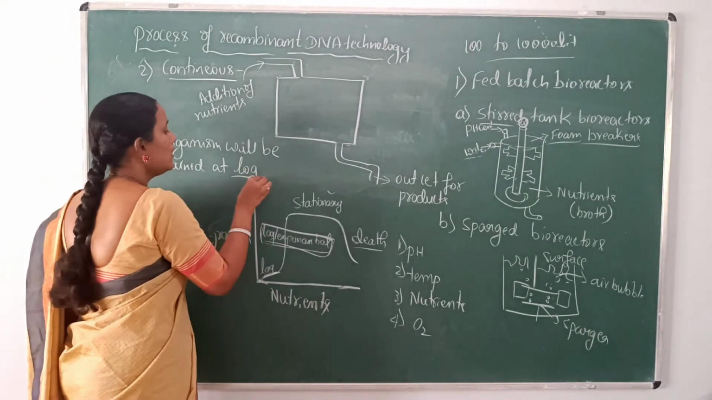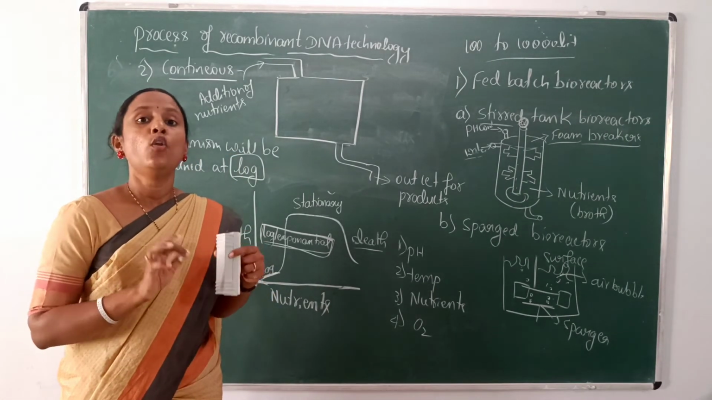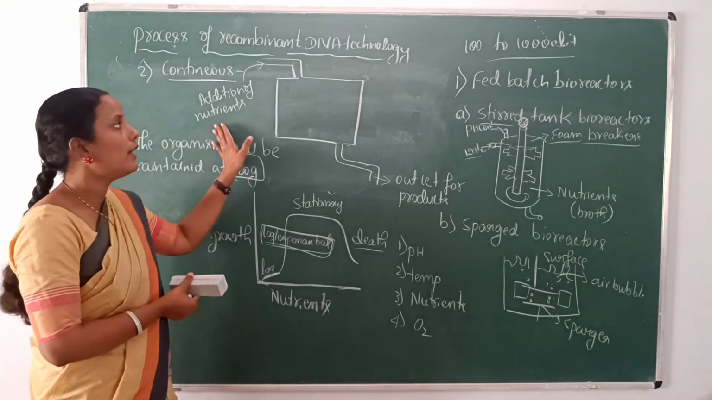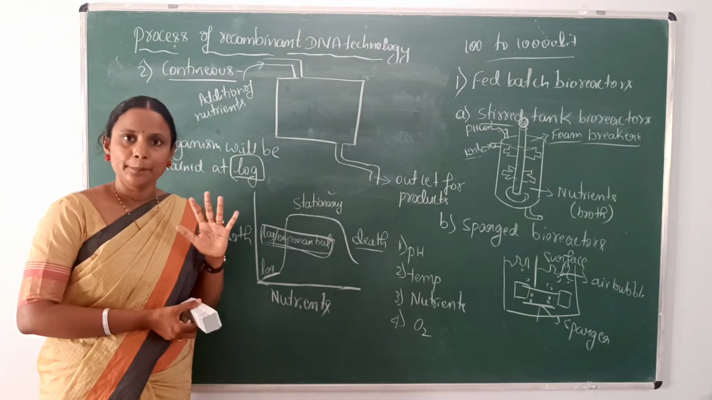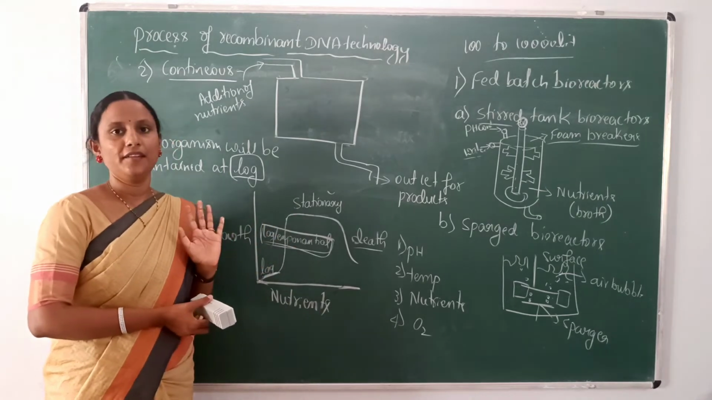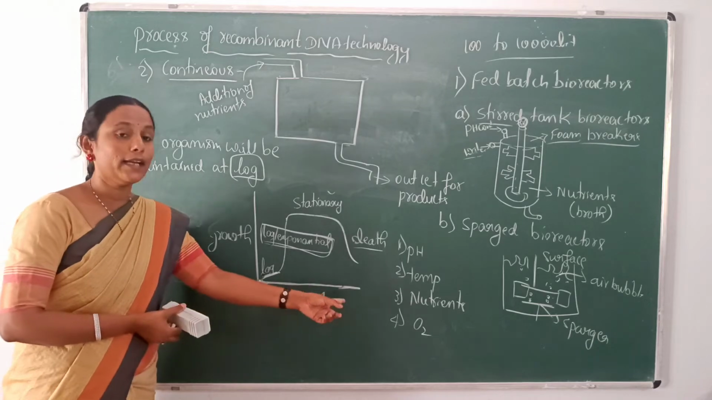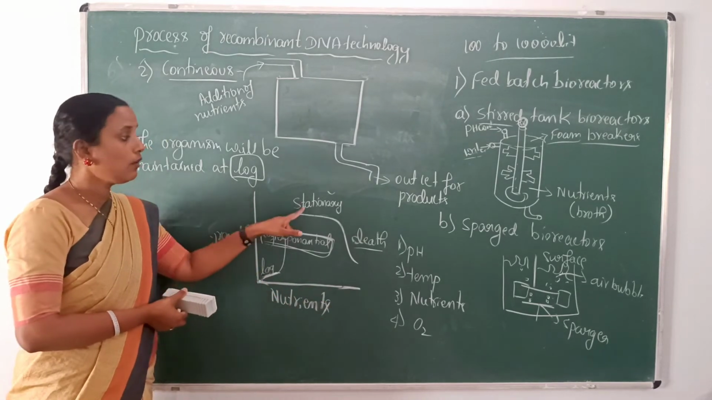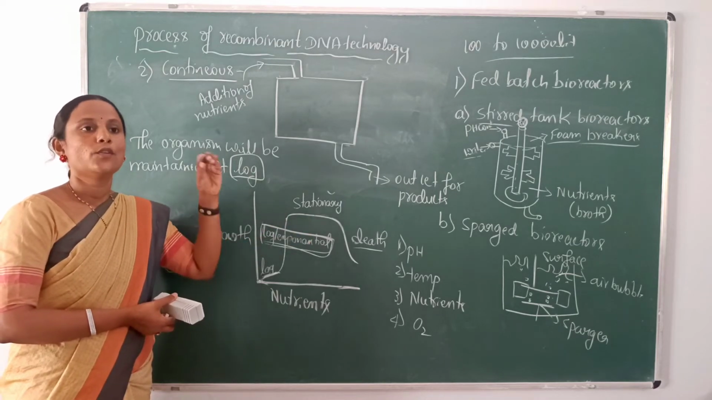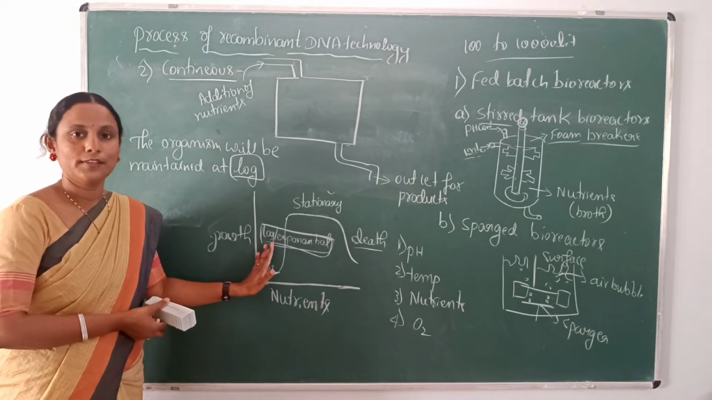So they will be maintained at log phase. You may ask the question, how it is possible to maintain them at a log phase? It is possible only when the nutrients are added continuously. The organism is not allowed to enter into stationary phase. Here we have plotted graph here, right? When the nutrients are getting exhausted, then only the organism will enter into the next phases. Otherwise, no. Okay, so the organism is allowed to reach the log phase first.